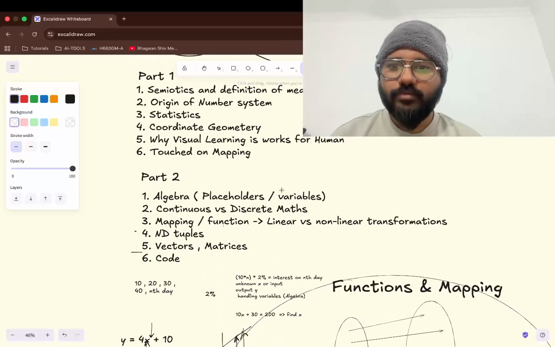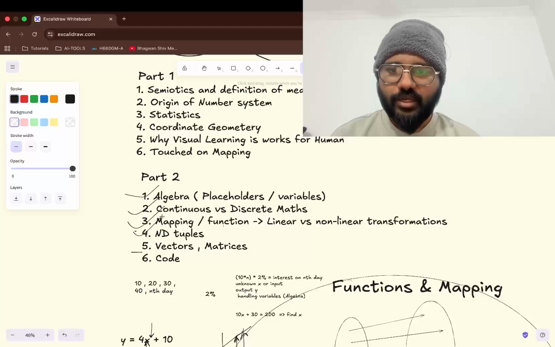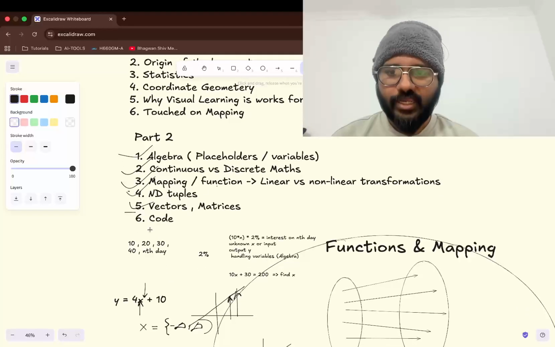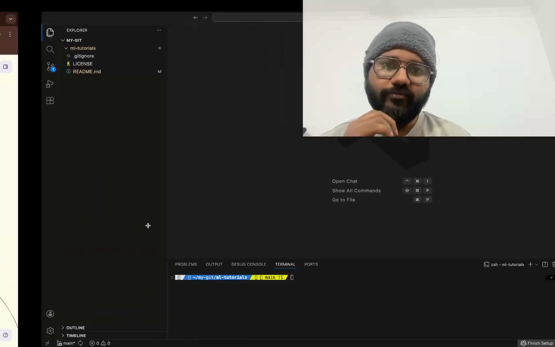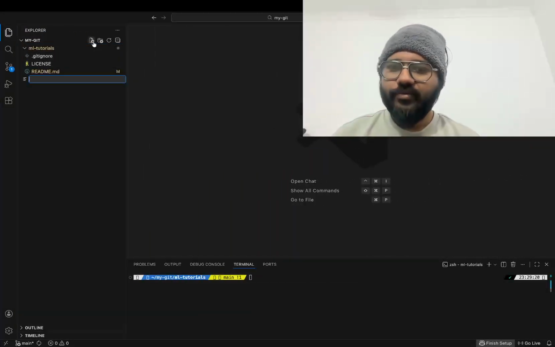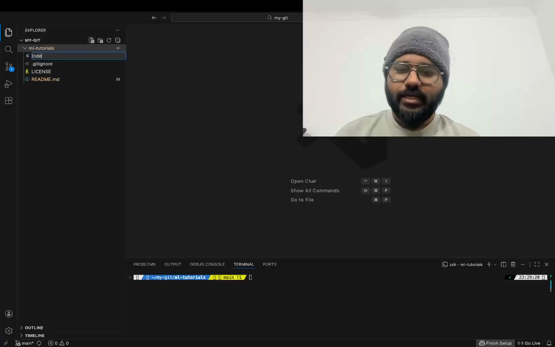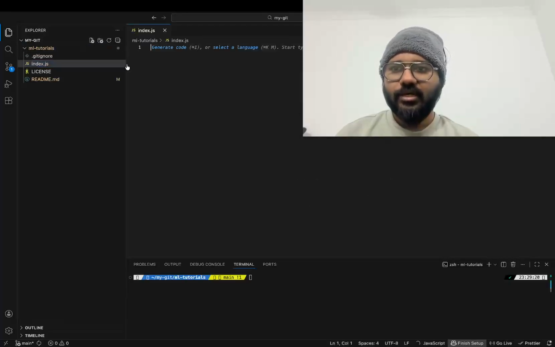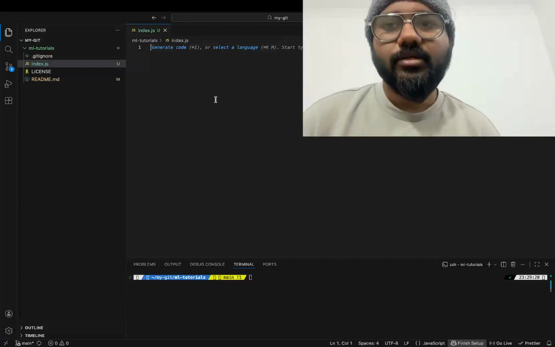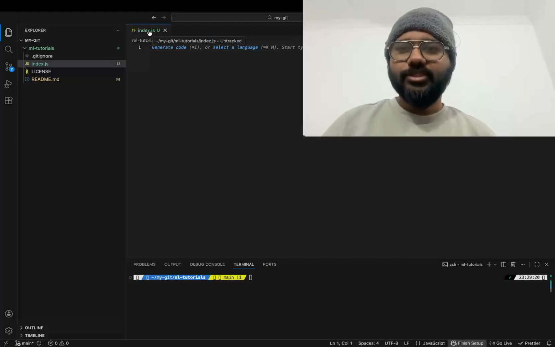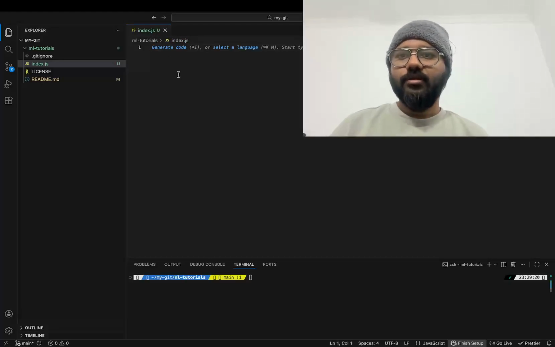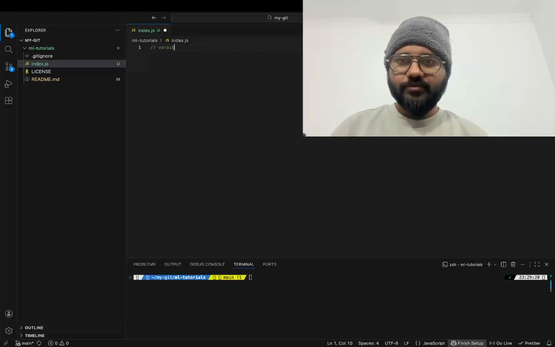So we talked about basically algebra, we talked about continuous and discrete mathematics, vectors. Now we'll do some kind of coding. Let's start with simple. This is the same slide we talked about, index.js. I hope everyone is comfortable with any programming language. We'll start with simple, what we talked about, variables.